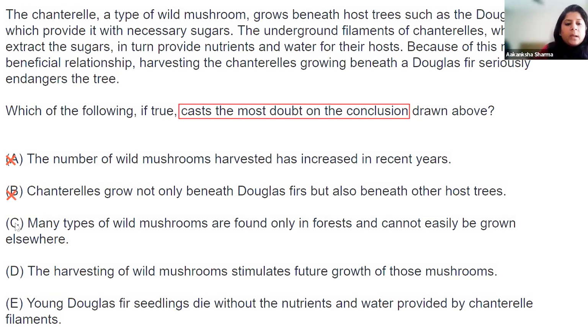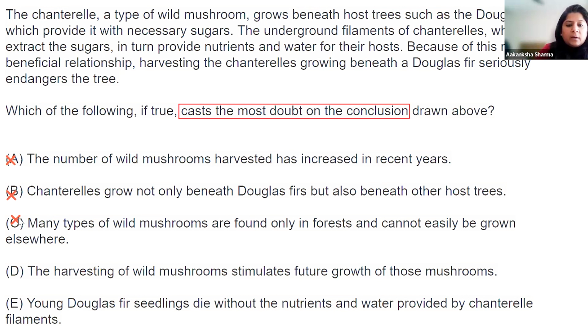Let's look at C now. Many types of wild mushrooms are found only in forests and cannot easily be grown elsewhere. I think you all will agree that it is easy to eliminate C as it is giving me generic information about certain kinds of wild mushrooms. As per the argument, my concern is only chanterelle and the ones that grow beneath the Douglas fir. So what happens in other kinds of mushrooms is really not my concern. Now that we've eliminated A, B, and C, all I know is my answer has to be either D or E. Let's read both and eliminate the one which is not helping me prove the particular question.